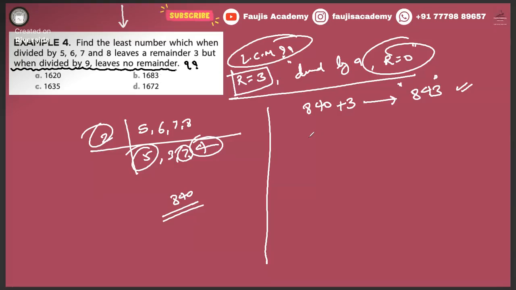How much of a remainder does it leave? 843 divided by 9. The remainder is how much? The remainder is absolutely not 0, right? The remainder is absolutely not 0.